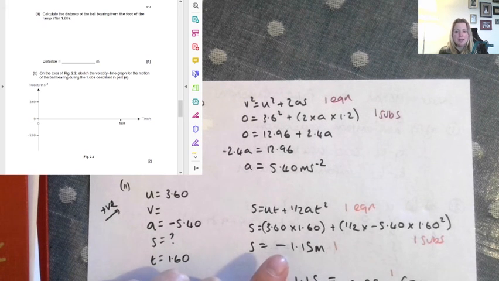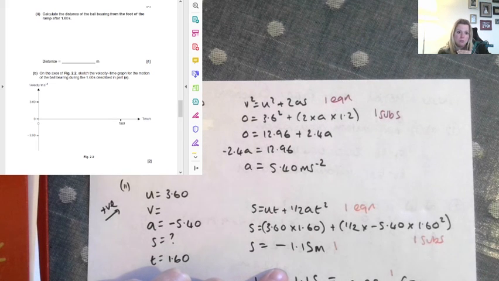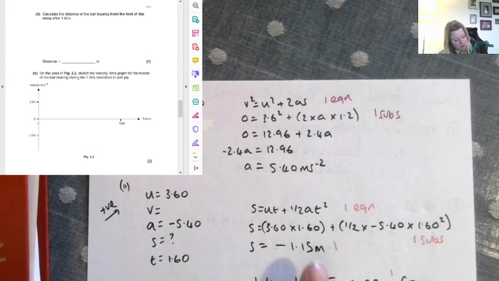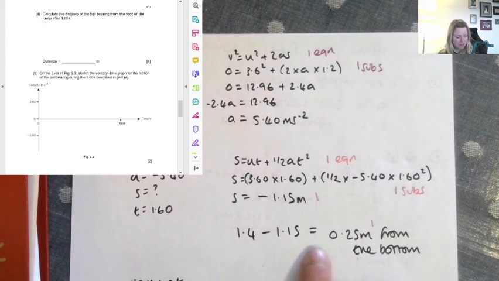So that means that the displacement is 1.15 meters below or down the ramp from where it started. And this question had asked from the foot of the ramp. So because it started 1.4 meters up the ramp, then we just need to go 1.15 meters down from that. So take that away from 1.4 and you get 0.25 meters from the bottom of the ramp.